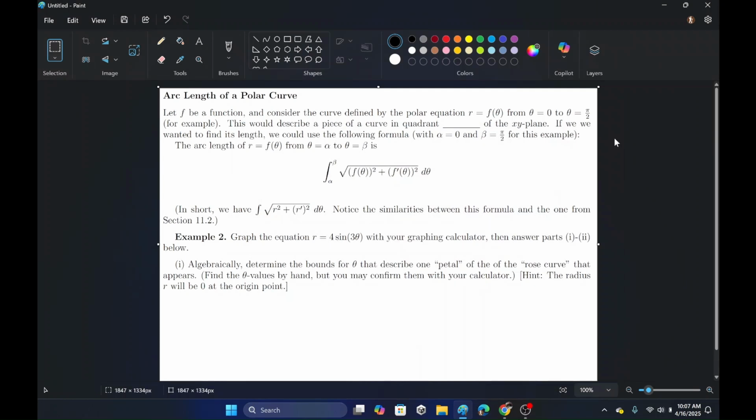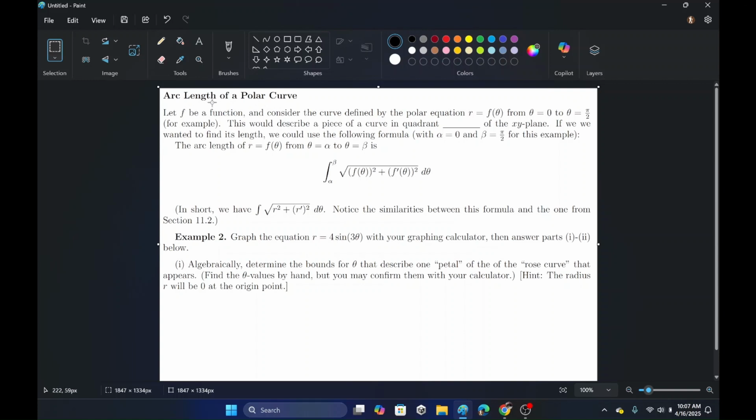This is the conclusion of section 11.4 in the Briggs calculus textbook. It's calculus in polar coordinates. In this video, we're going to be talking about the arc length of a polar curve. And we've studied arc length in the past.